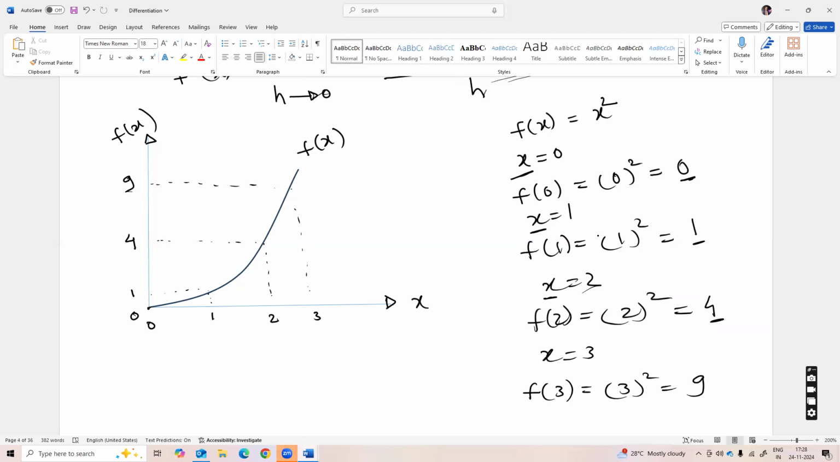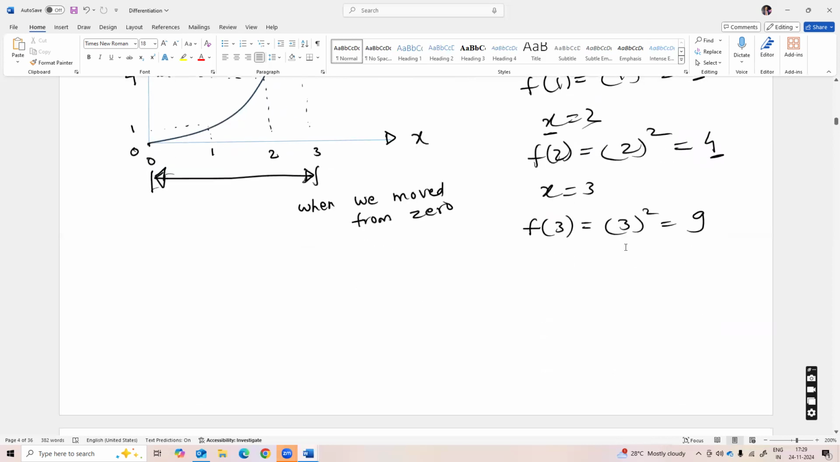So when you moved from, let's say, 0 to 3, the function value changed from 0 to 9. So let's write the change in the value of the function when we moved from 0 to 3: the function value changed from 0 to 9.